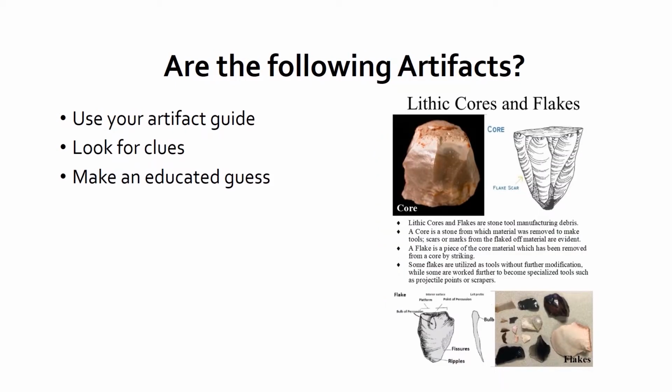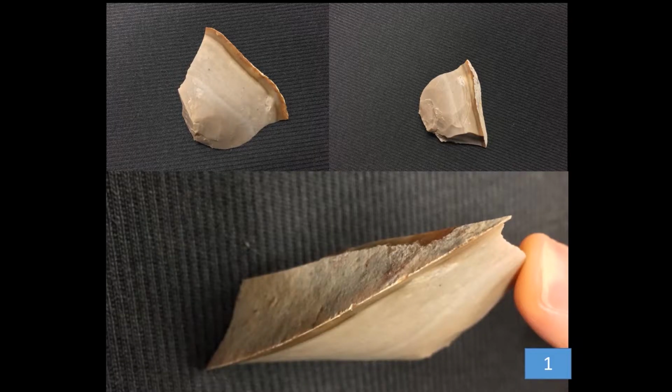So you've been provided an artifact guide. In that artifact guide, there are notes about what I've just talked about, along with images. So I'd like you to use your artifact guide, plus what you just learned, to make an educated guess on the next images. The question here is this an artifact or just a rock?